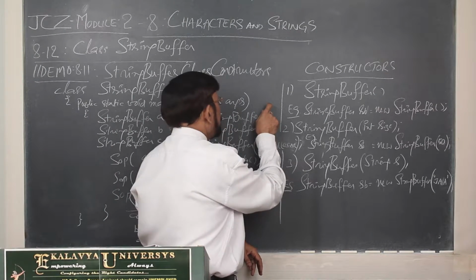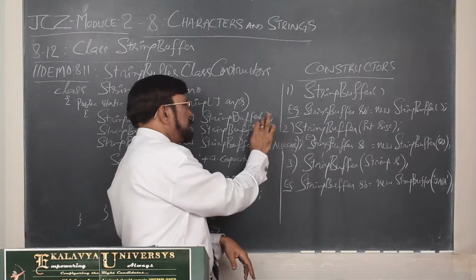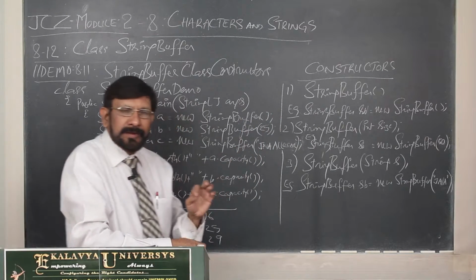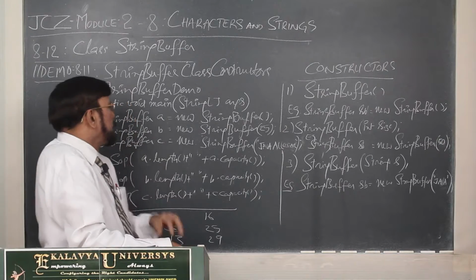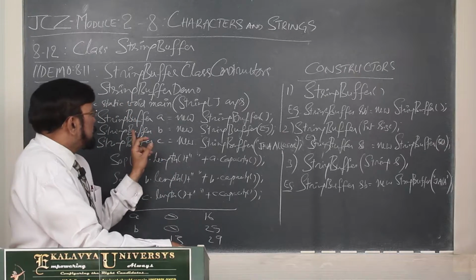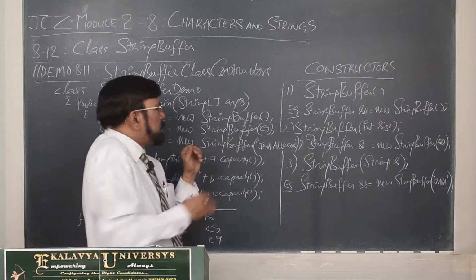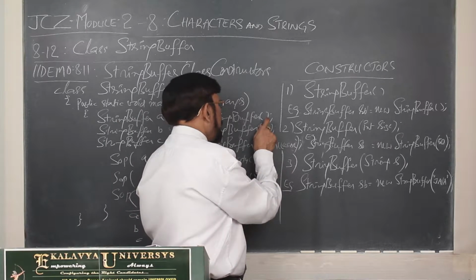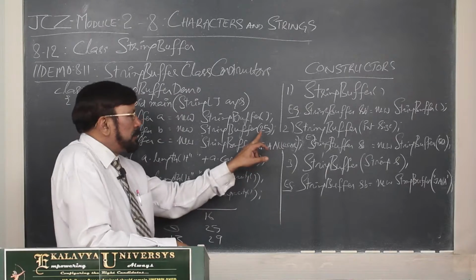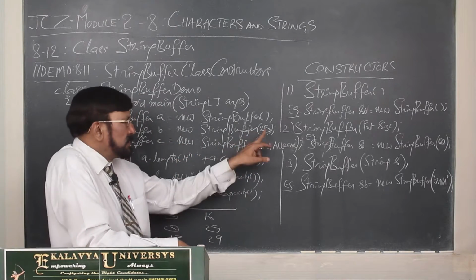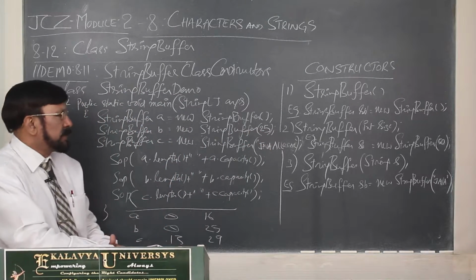Now you see the three constructors we have written: StringBuffer A = new StringBuffer(), no arguments are given. That means a StringBuffer object is created with 16 characters capacity. Second one, StringBuffer B = new StringBuffer(25), that means with a capacity of 25, this is the integer argument, and a StringBuffer B with 25 characters capacity is created.